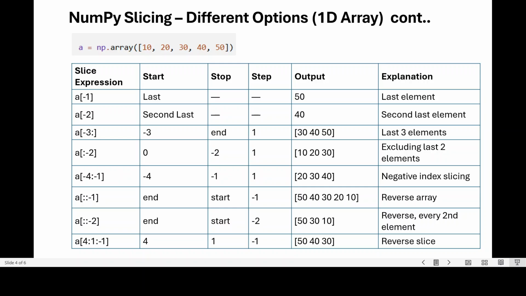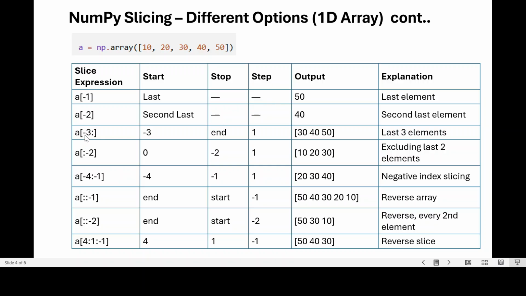And next slide. In this slide we will focus on negative indexing and reverse slicing. Negative indexing allows us to access elements starting from the end of the array. So -1 represents the last element of the array. In this first expression, a[-1], the index -1 always represents the last element, therefore the output is 50. Then the next expression a[-2]: similarly, -2 represents the second last element, so the output is 40.